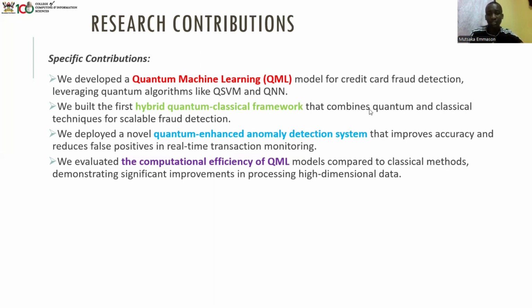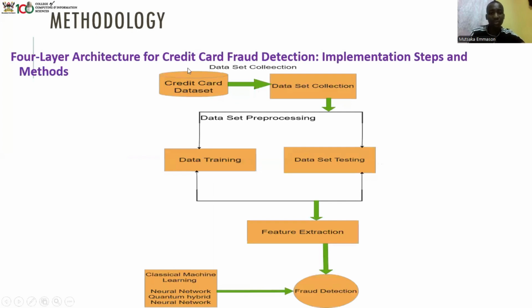We also went to the system architecture, beginning with the credit card dataset. After loading it, you select the data. After selecting, you go to the next step, dataset processing, whereby you train the models over the data. Then we go to feature extraction. Then we use classical machine learning, that's the neural networks, and quantum hybrids. After that, we detect the fraud.